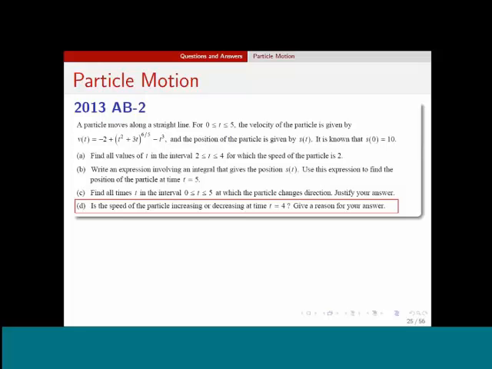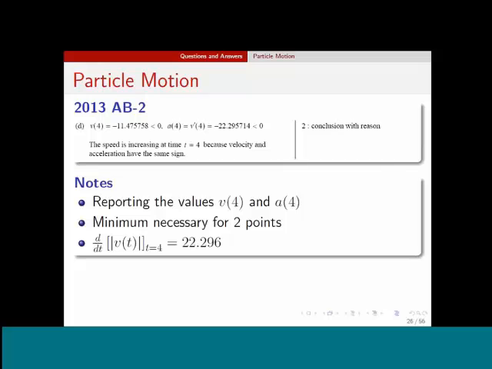Here's another example of a particle motion problem, especially part D. So we have an expression for velocity, and we want to know is the speed of the particle increasing or decreasing at time t equals 4. And there's that phrase, give a reason for your answer. Here's what the standard looked like. 2 points for the conclusion with the reason. We expected that students would look at the velocity at 4 and the acceleration at 4. Notice that both of those were less than 0 and conclude the speed is increasing because the velocity and the acceleration have the same sign.